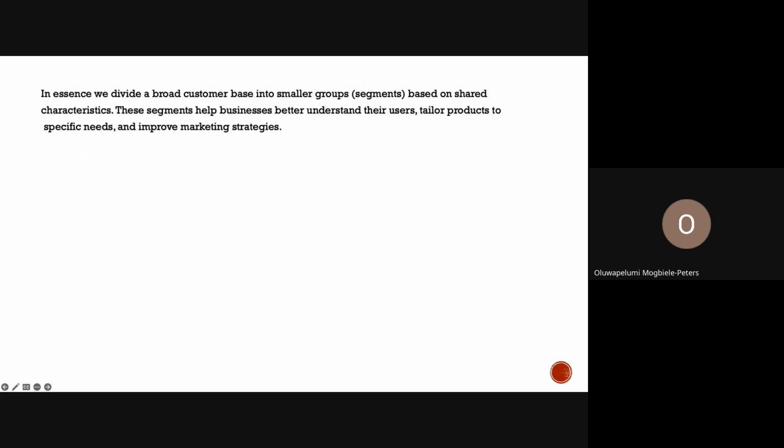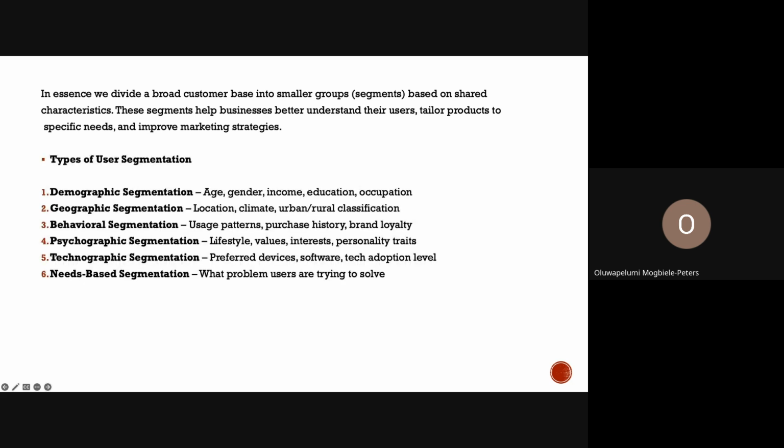So in essence, we divide a broad customer base into smaller groups, which we call segments, based on shared characteristics. These segments help businesses better understand their users. It helps them tailor products to specific needs, and it also helps them improve marketing strategies. So what are the types of user segmentation that we use?